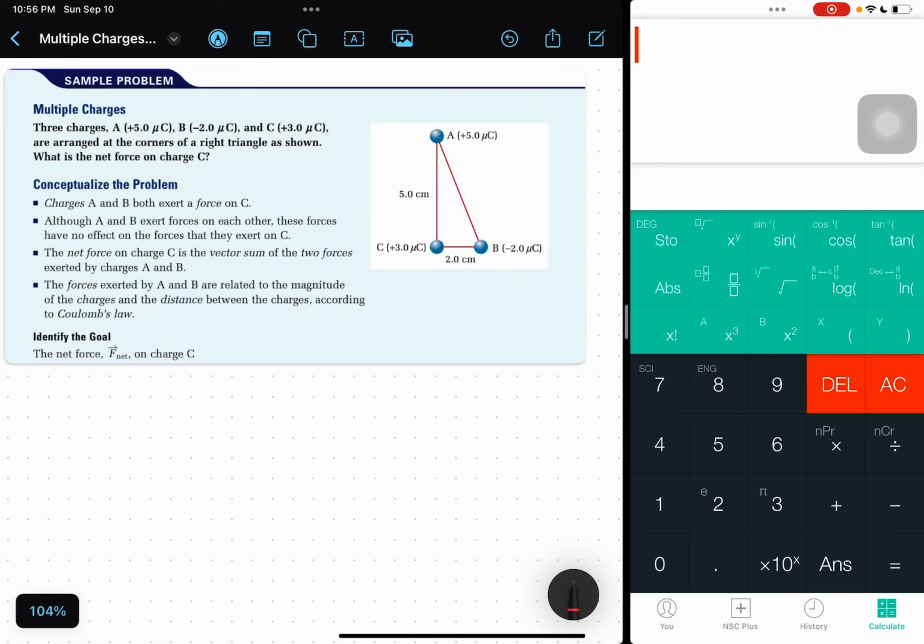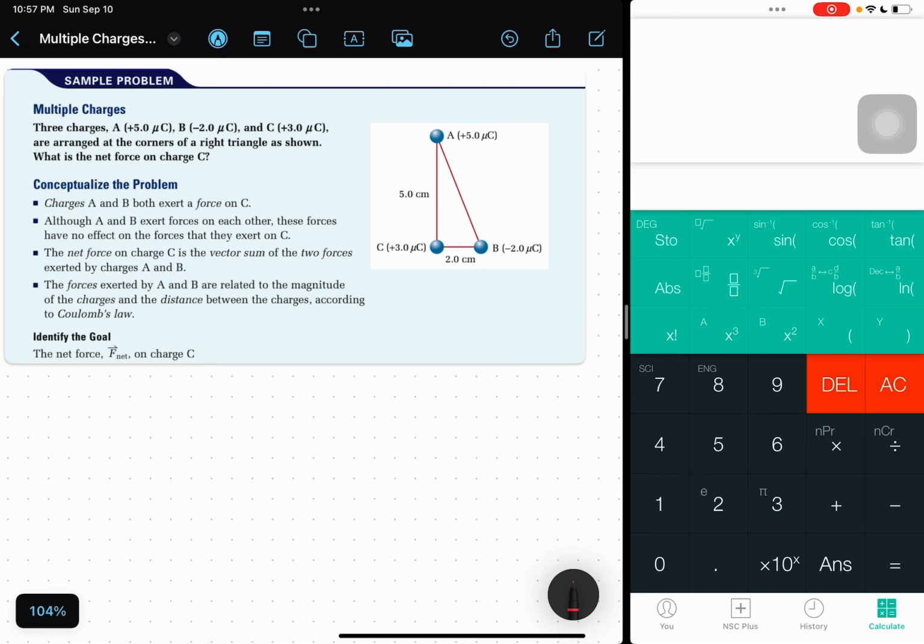So I will now record a sample problem about multiple charges shown on the screen. For example, we have three charges: at point A, positive 5 microcoulombs; at point B, negative 2 microcoulombs; and at point C, positive 3 microcoulombs, arranged at the corners of the right triangle as shown in the image. Then what is the net force on charge C? For this example, we will just determine the force exerted at point C.